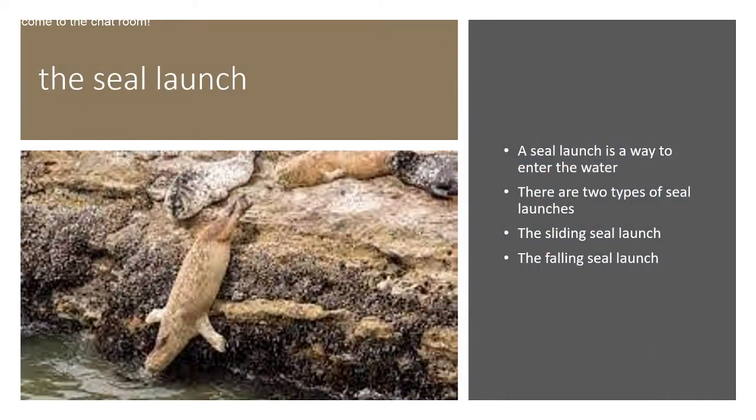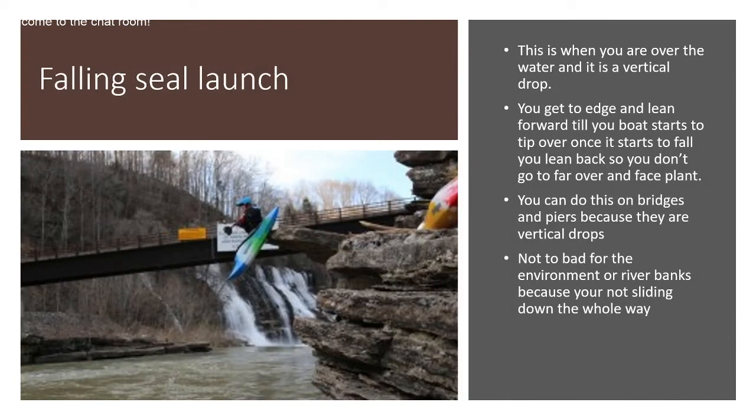So, the first thing I want to cover is the seal launch. A seal launch is a way kayakers use to enter the water. There are two main types of seal launches: the sliding seal launch and the falling seal launch. So this is the falling seal launch. This is when you're over a vertical drop, so you're not actually sliding down something, it's just a straight drop.